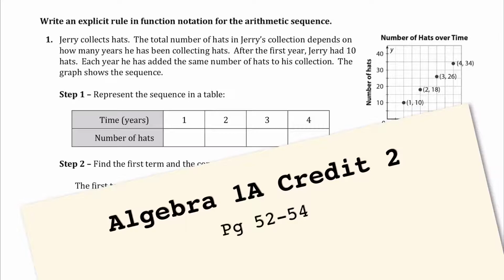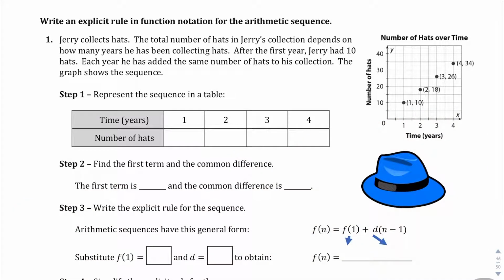Okay, we are on this Explain 3 section of this credit. We're actually specifically on page 52, and we're going to attach these things that we've been learning about arithmetic sequences to actual context. So, question number 1, we have here a context of Jerry collecting hats, and the total number of hats in Jerry's collection depends on how many years he has been collecting hats.